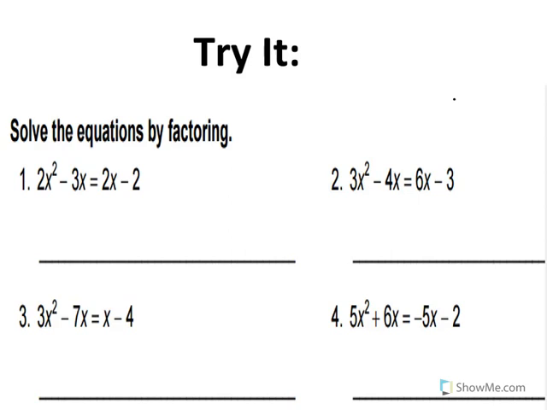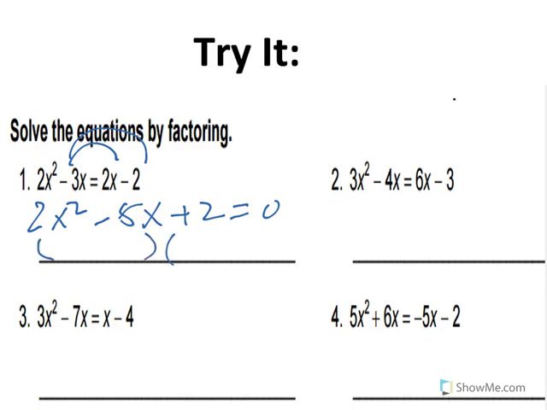Here, remember that we said we need to move everything to one side of the equation. It's easier if we move these over to the left. So we have 2x squared minus 5x plus 2 equal to 0. Solve by factoring. This gives us 2x and x. We need a positive 2 and negative 5, so we can have a minus 2 and a minus 1. So x equals 1/2, or x equals 2.